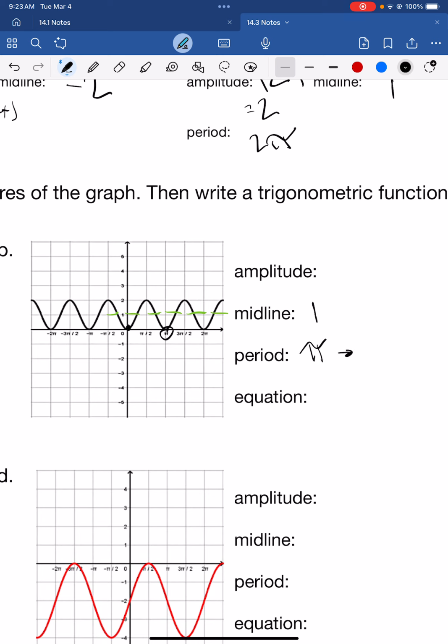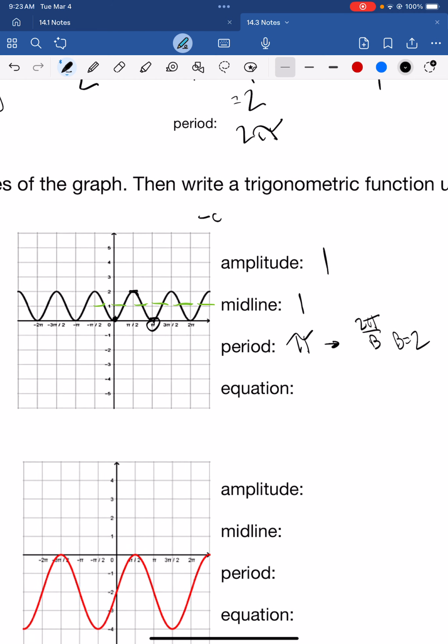We can see it does 1 full rotation by pi, so our period would be pi. Okay, and what this tells us is that since it's 2 pi over b, in order for that to equal pi, b has to equal 2. Okay, and then our amplitude, the highest or lowest it goes, would just be 1. It goes 1 above our midline and then 1 below our midline. Okay, and since it starts down here at -1 first, 1 below, we know this is going to be a negative cosine graph.